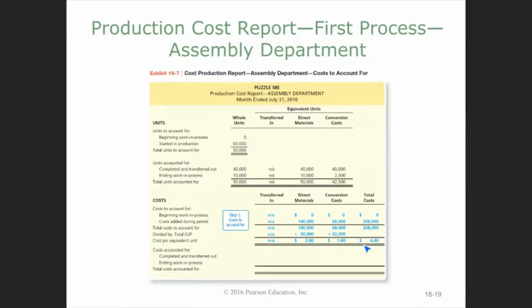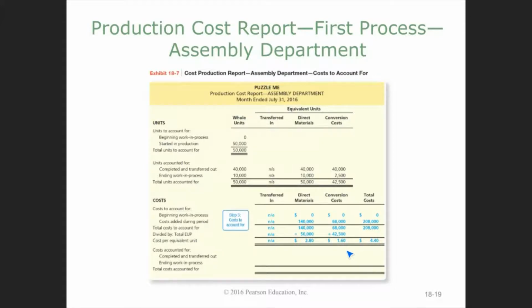Over here for our conversion cost, we'll see down here, they told us that our costs that were added during the period was 68,000. We are going to solve this one the same exact way that we did our direct materials. So we have 68,000 here. We're going to divide the total cost to account for of 68,000 by the total units accounted for of 42,500, and that's going to give us $1.60.